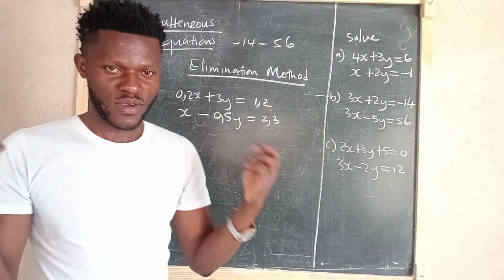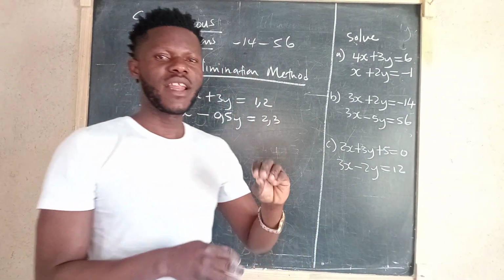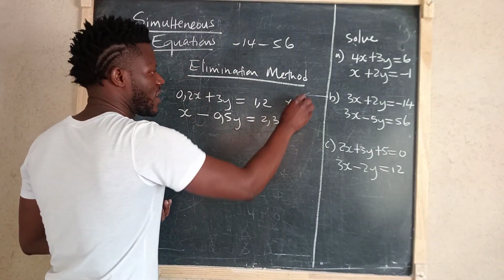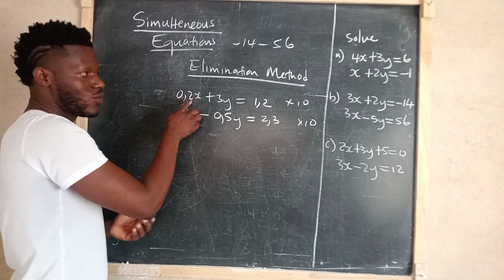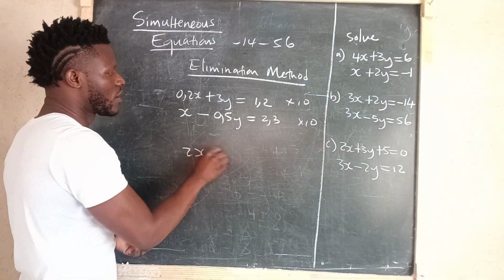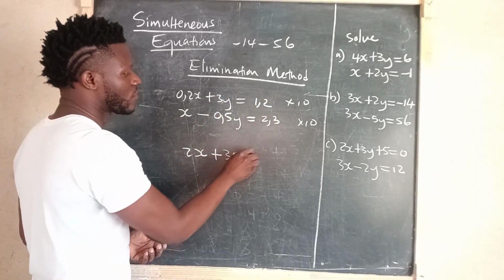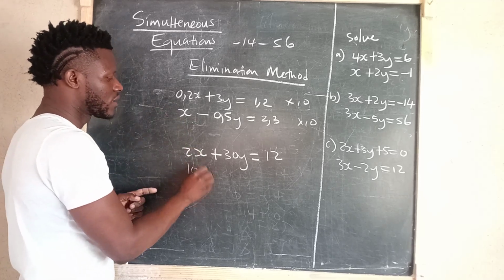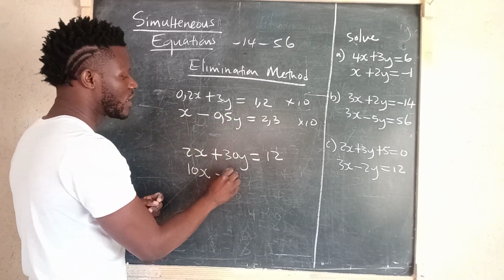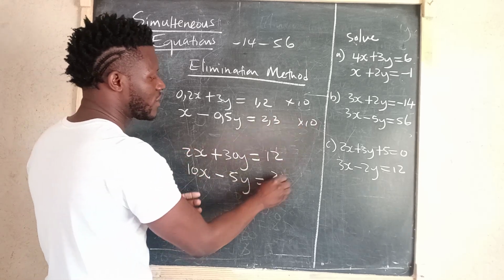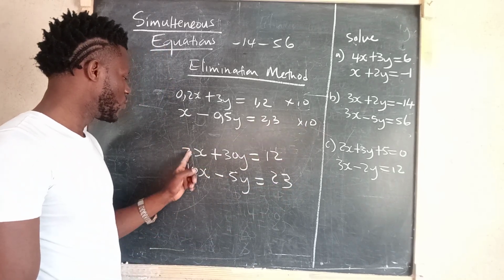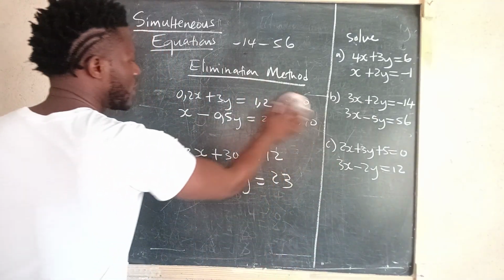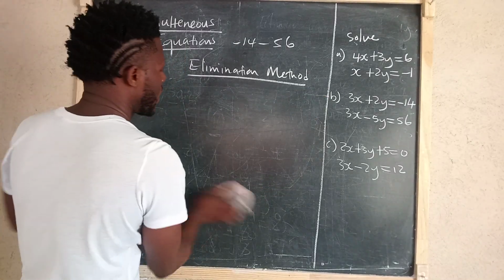So we can actually zoom the numbers 10 times. We multiply every term by 10 so that we get rid of the commas. 0,2 multiplied by 10 becomes 2x. 3y times 10 becomes 30y, equals 1,2 times 10 becomes 12. Then x times 10 becomes 10x, minus 0,5 times 10 we get 5y, is equals 2,3 times 10, 23. Then from there you do cross multiplication of coefficients and use elimination method. So quickly, let's move on to another method.